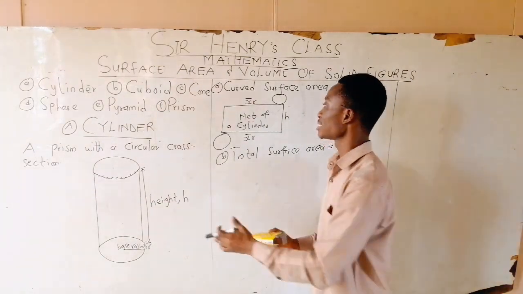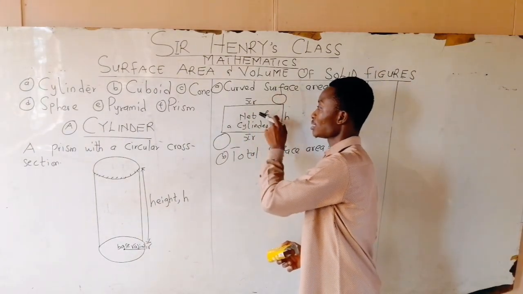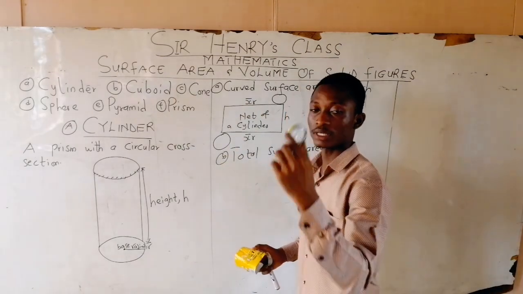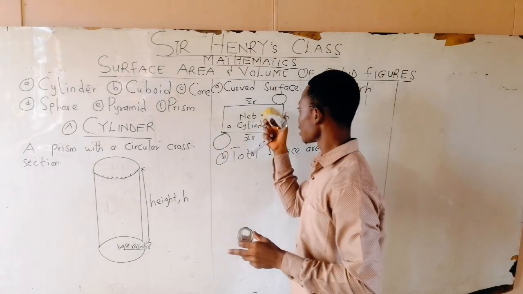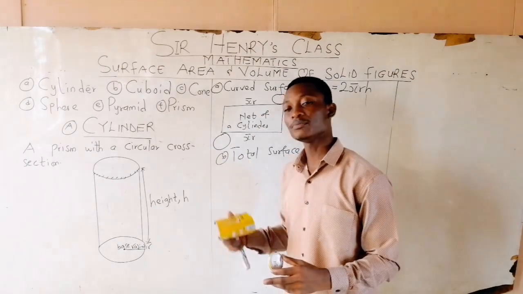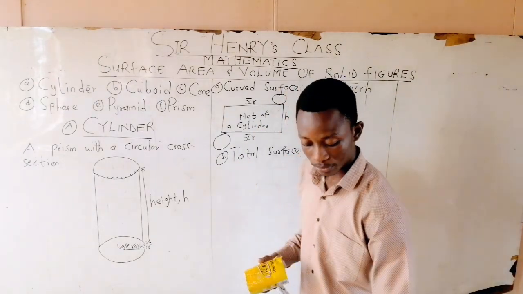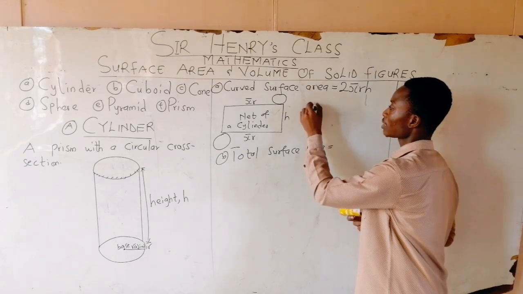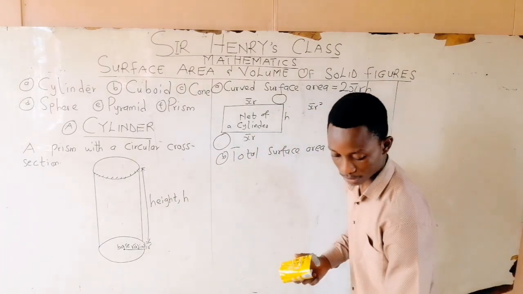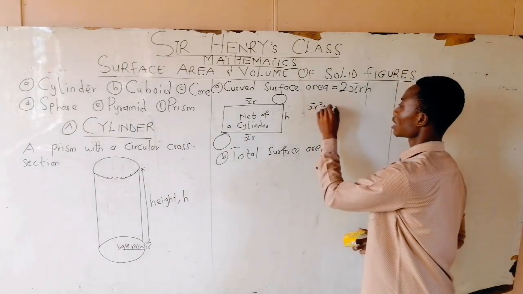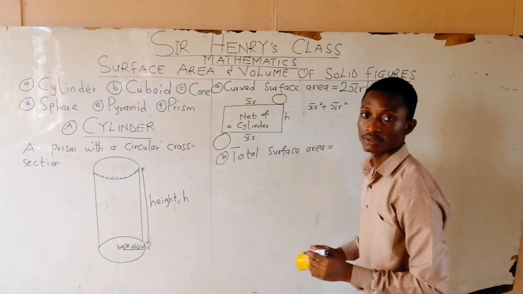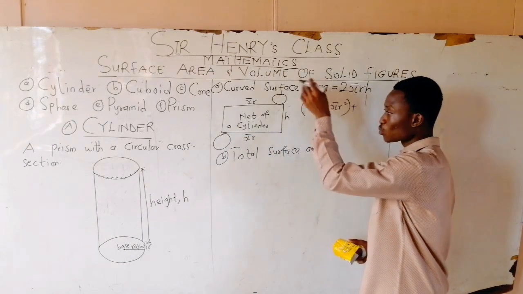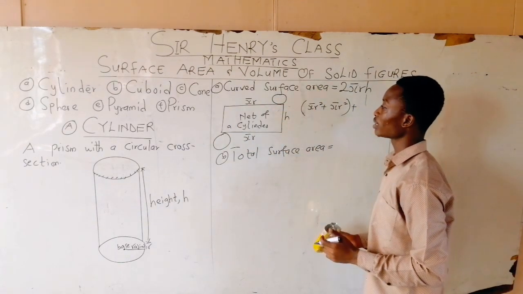Total surface area simply means area of circle A, circle B, and C added together. So my two circles, area of circle A, area of B, and the next, a rectangle, added together give me the total surface area. So what is the area of this circle? It is pi r squared. Another circle, plus pi r squared. That is not all. This is for the two circles. It's not the rectangle. So I add the total.